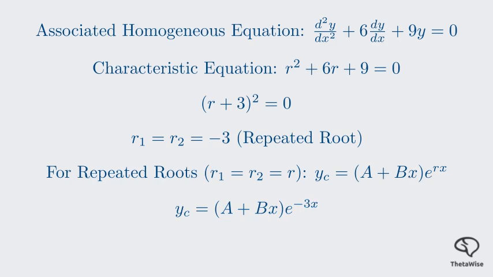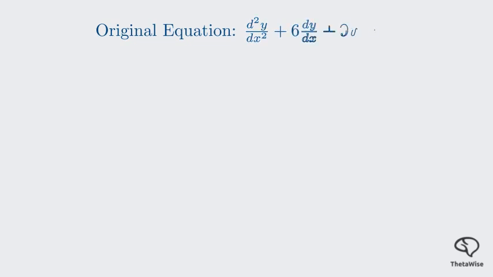So we have now found our complementary solution. That's one part of our general solution. Our objective for this scene is complete. Now for the second part, finding the particular solution, yp. The objective here is to determine yp based on the right-hand side of our original equation. Remember our full equation, d squared y over dx squared plus 6 times dy/dx plus 9y equals x squared. Our particular solution yp must account for the right-hand side x squared.